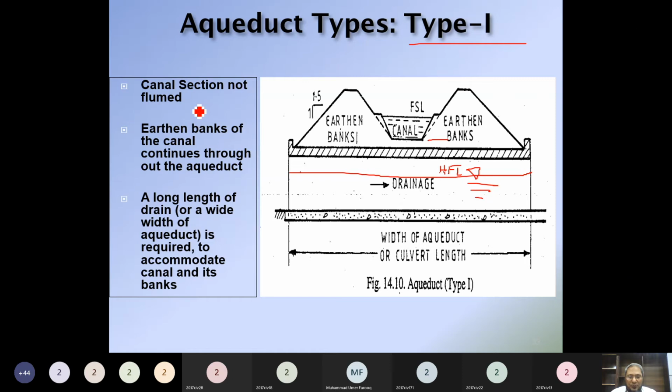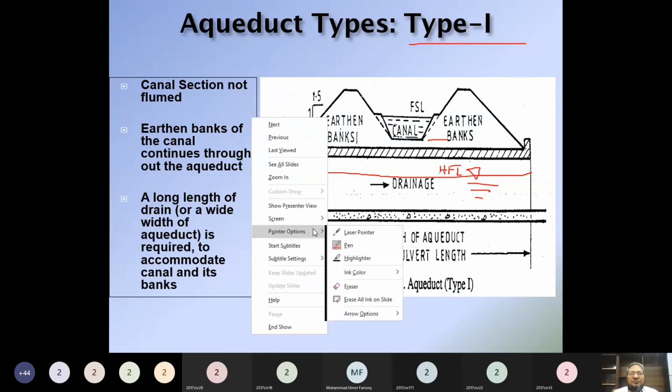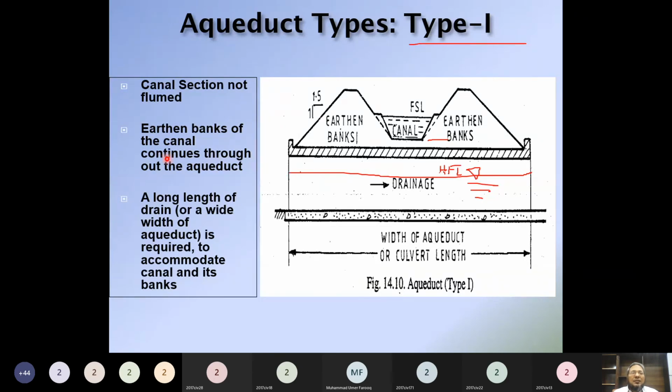ठीक है ना? फ्लूमिंग मीन्स टू रिड्यूस द विड्थ. पहले विड्थ ज़्यादा थी, अब फ्लूम करके कम कर दिया. तो ये जो टाइप 1 एक्वेडक्ट है इसमें फ्लूमिंग नहीं की जाती. सेक्शन जो पीछे से आ रहा है वही होता है. अच्छा, नंबर 2, अर्दन जो बैंक्स हैं ऑफ द कैनाल कंटिन्यूज थ्रू आउट द एक्वेडक्ट. जैसे पीछे से अर्दन बैंक्स आ रहे हैं वैसे ही ऊपर आगे से जा रहे हैं.